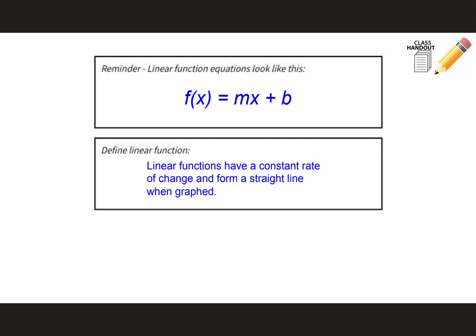So just as a reminder, what we learned in our previous unit, a linear function equation looks like this, f of x equals mx plus b. In future lessons, we're going to talk more about what each of these letters mean, but that's the form that a linear function is in. And just to define linear functions, they have a constant rate of change and form a straight line when graphed.